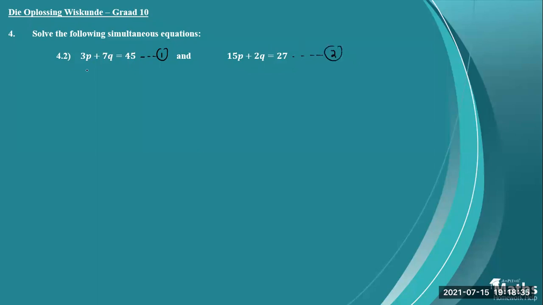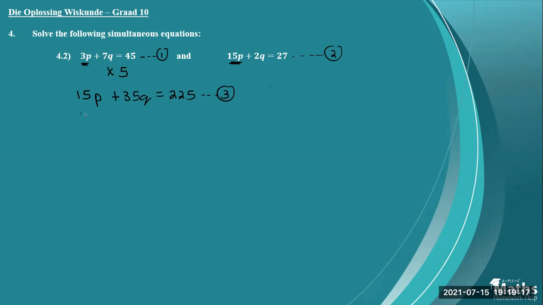I challenge you, do that while I'm going to get the LCD for 3p and 15p. That means I must multiply this equation by 5, because 3 times 5 will give me 15p. So you must multiply throughout. 7 times 5. And then you say 45 times 5, which is 225. Very important that you give it a new number.